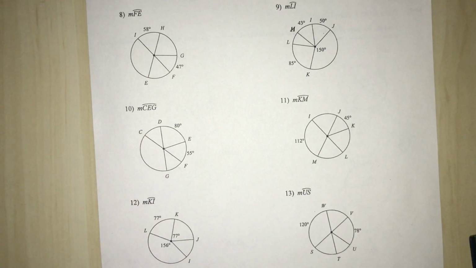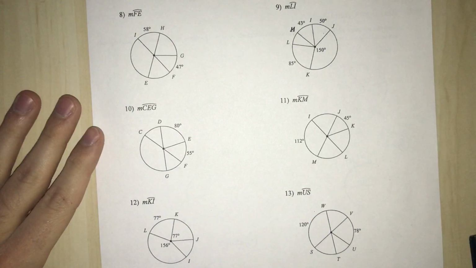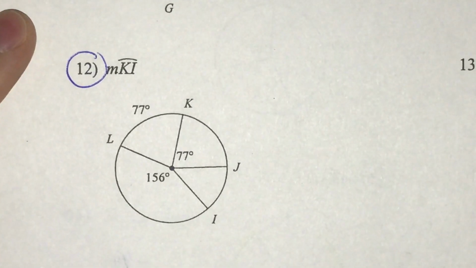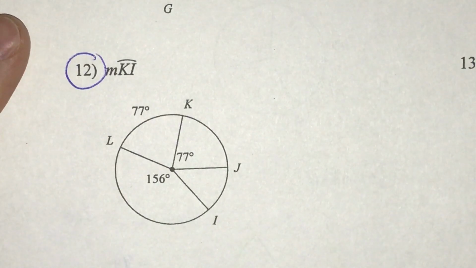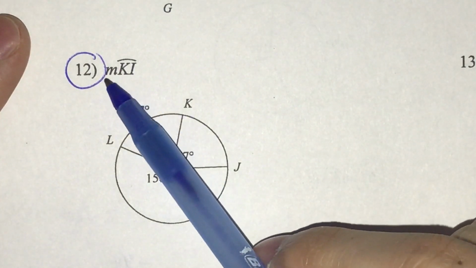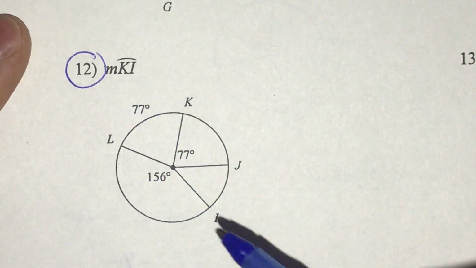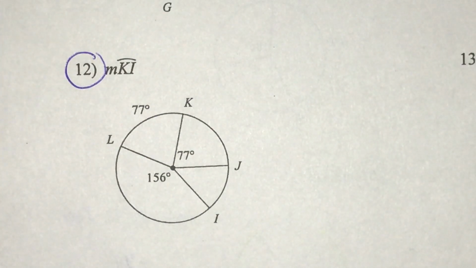Let's do a good one. Let's do 12. 12 is going to be fun. In number 12, they want me to find the measure of arc KI. So again, two letters, shortest way to get there. So KI is going to be this.